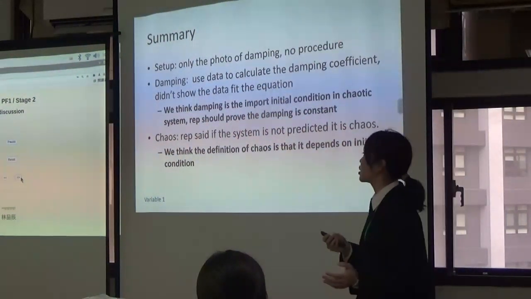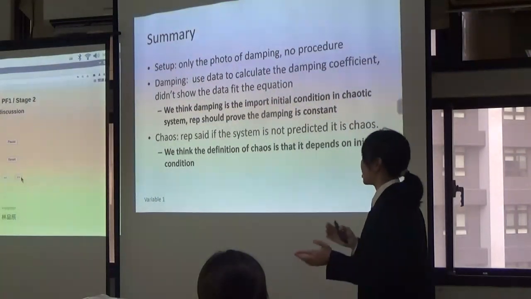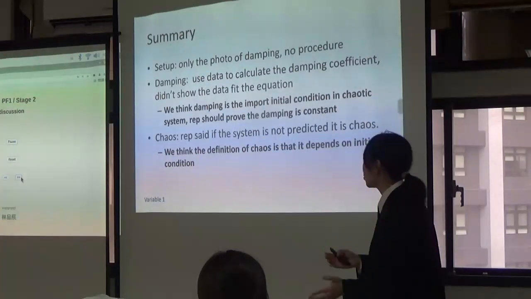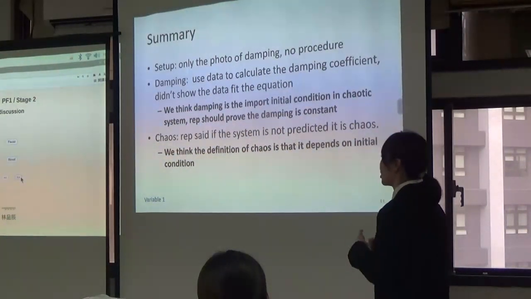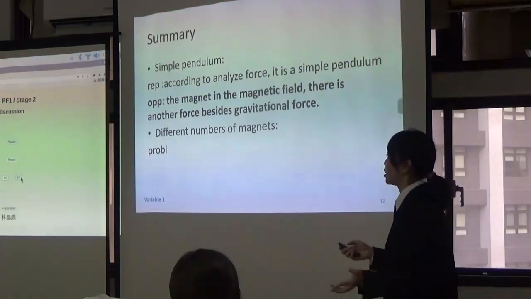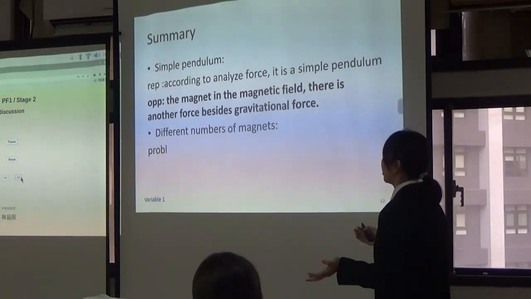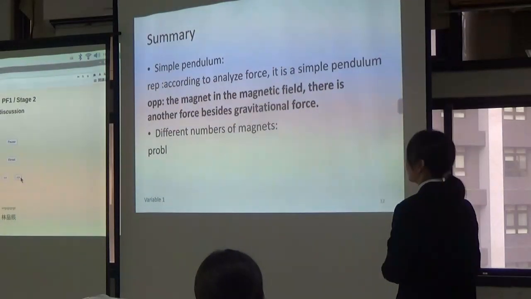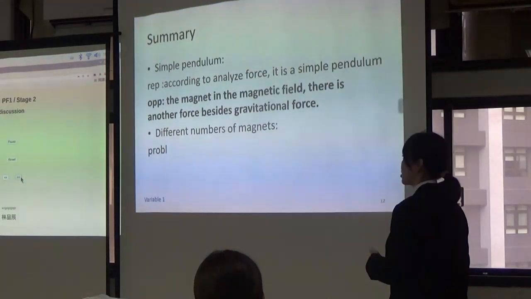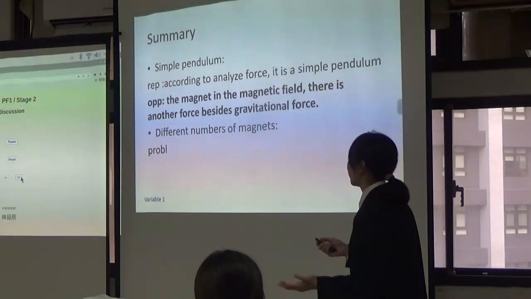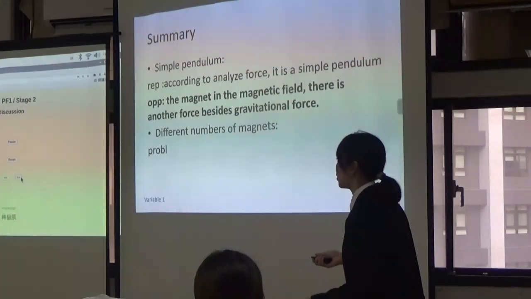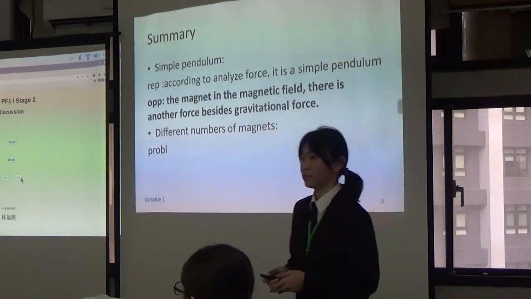And the third one is chaotic. The reporters say if the system is not predicted, it's chaotic. But within the definition of chaotic is that it depends on initial conditions. And the reporters think that it's a single pendulum, but according to analyzer 4, it's a single pendulum. But opponents think that with the magnets in the magnetic field, there's another force besides gravitational force. And a different number of the magnets.